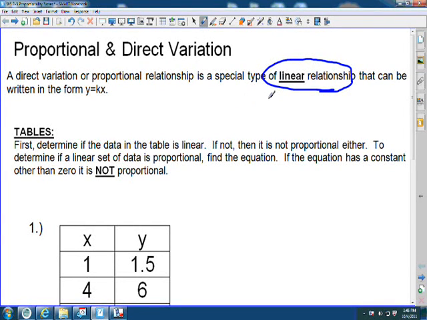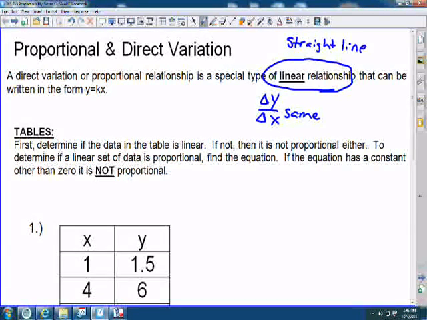Okay, so the first thing that's very important to know is that it needs to be a linear relationship. For something to be linear, that means when we do a table, delta y over delta x has to be the same. It means it has to make a straight line. That's one of the first requirements.